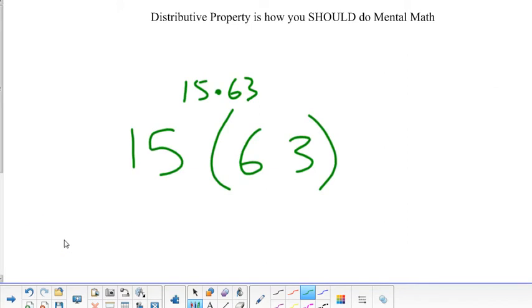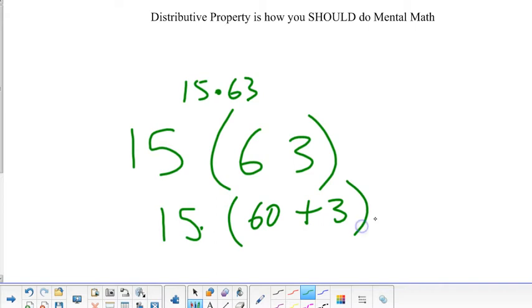Now, the distributive property is awesome for doing mental math. So instead of 15 times 63, which might be difficult to do in your head, you break it up into 15 times 60 plus 3. In your head, 15 times 60, hopefully you may or may not know, is going to be 900. 900 plus 15 times 3, which is 45, is going to be 945 without having to write anything down.